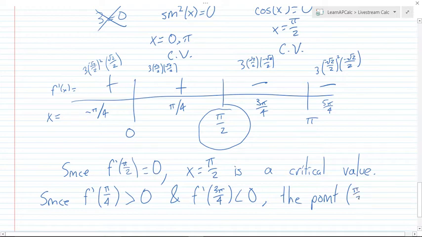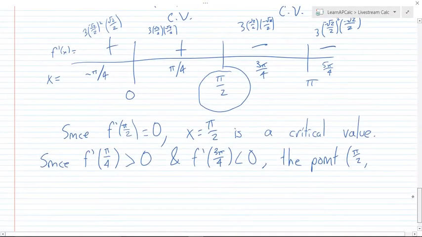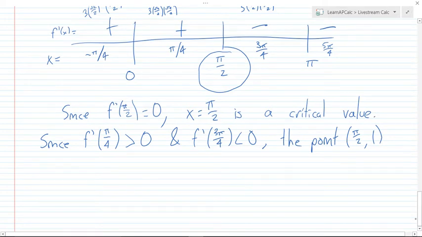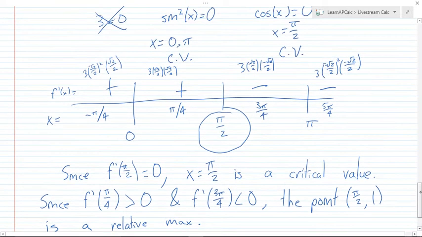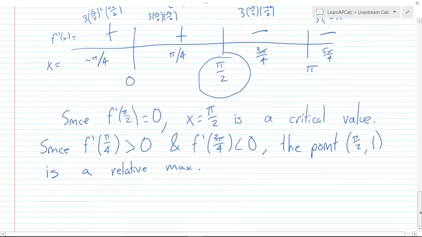Alright, pi over 2, and then we need to get our y-coordinate. So the sine of pi over 2 is 1 cubed, which is 1, point pi over 2 comma 1 is a, alright, let's think about it. So if this is pi over 2, from the left we're increasing, and from the right we're decreasing, so it is a relative max. Alright, so that's how you would do that problem.